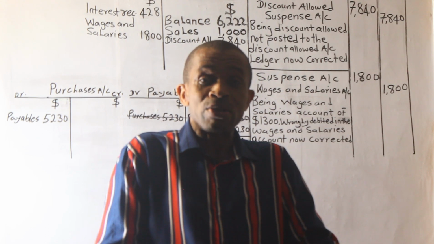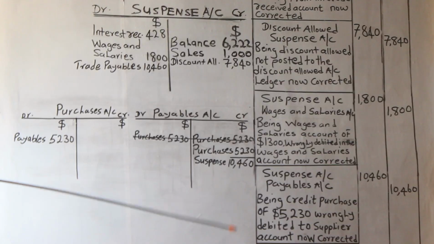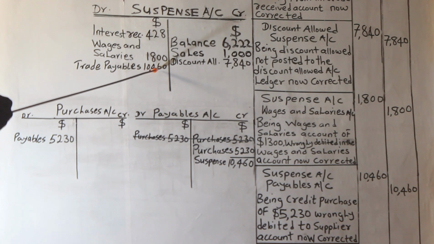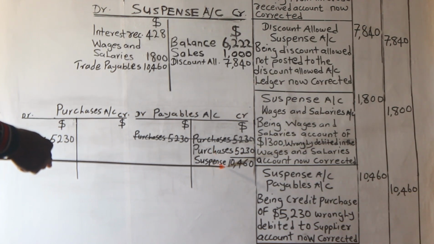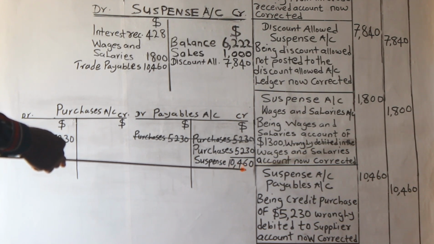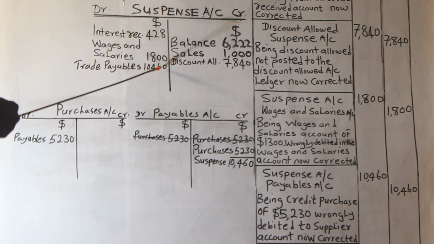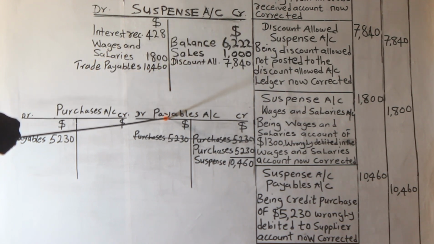In the journal entry, the same will be done there. We debit the Suspense account with $10,460 and credit the payables account with $10,460. Then we make our narration. Now, we have the Suspense account debited with $10,460 as a result of correction in the trade payables account. Of course, we already know that the trade payables account has been credited with $10,460.